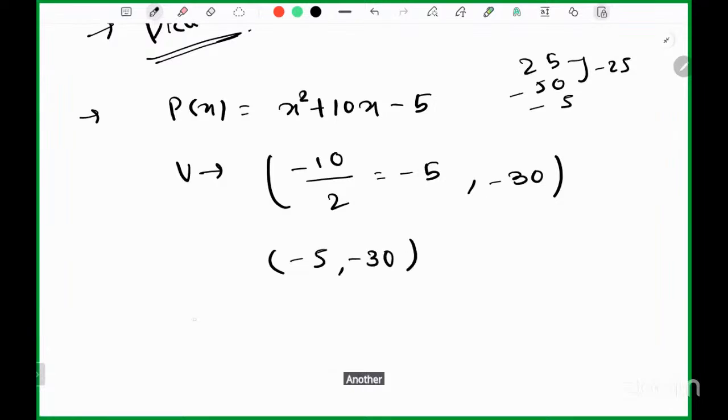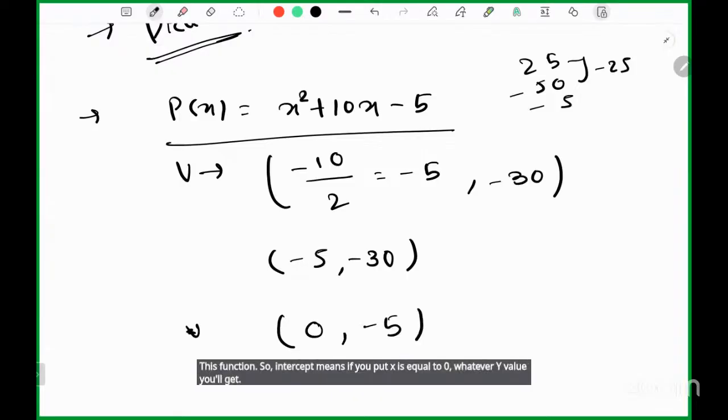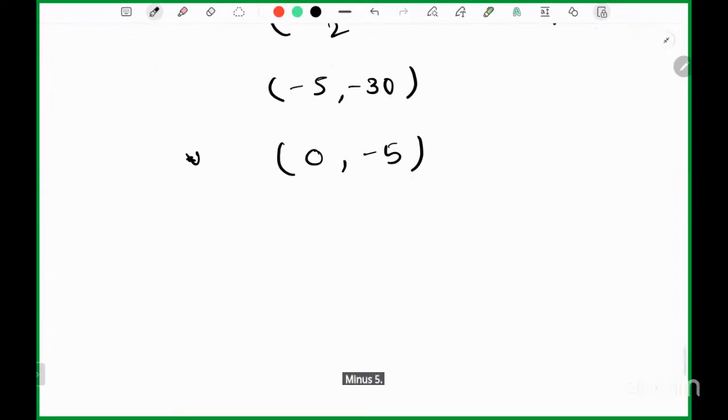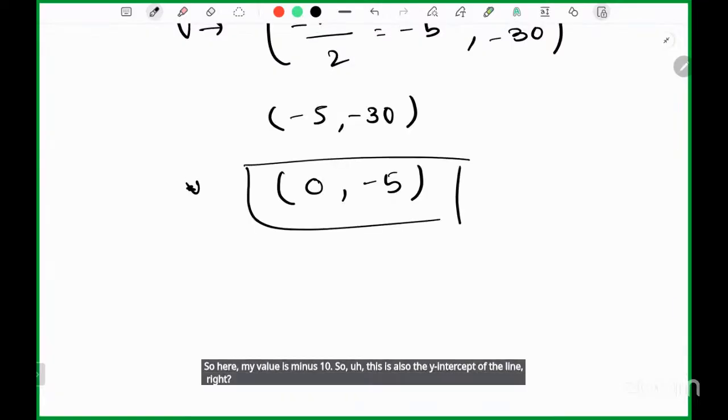Another point is the y-intercept of this polynomial, this function. The y-intercept means if you put x equals 0, whatever y value you get. So here the y value is minus 5. So this is also a point on the line, right? So you just have to figure out the slope now.